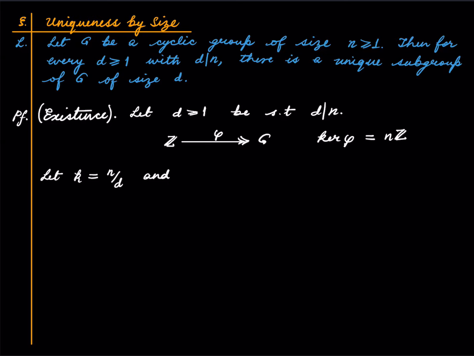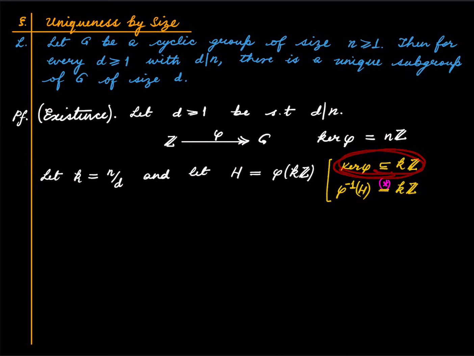So k is defined in that way, and let H be the image of kZ under phi. So note that, first of all, the kernel of phi is contained in kZ, and phi inverse of H is equal to kZ. This is because of the first star mark problem, where we use that.